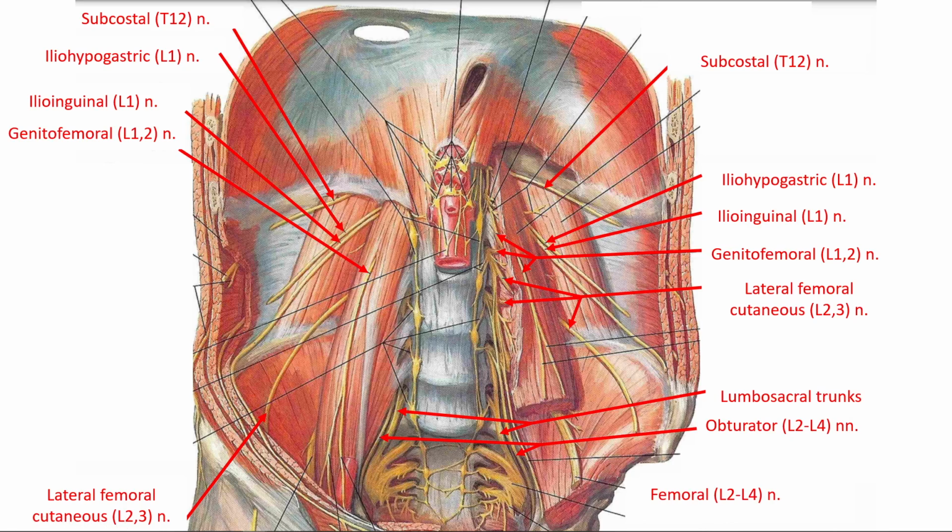And lastly, we have the femoral nerve, which you can see here, a pretty large nerve arising from roots L2 through L4. And it is going to be the major motor innervator of the extensors of the knee, and it will also provide sensation.